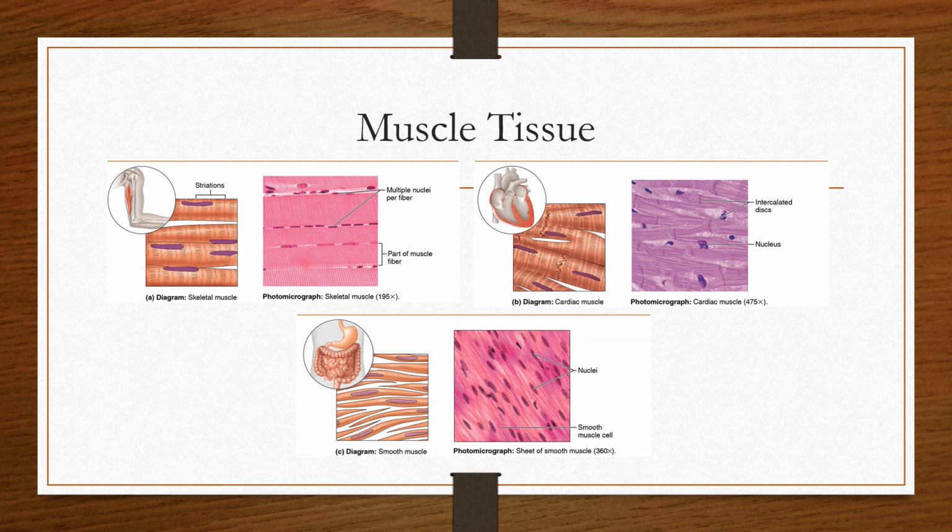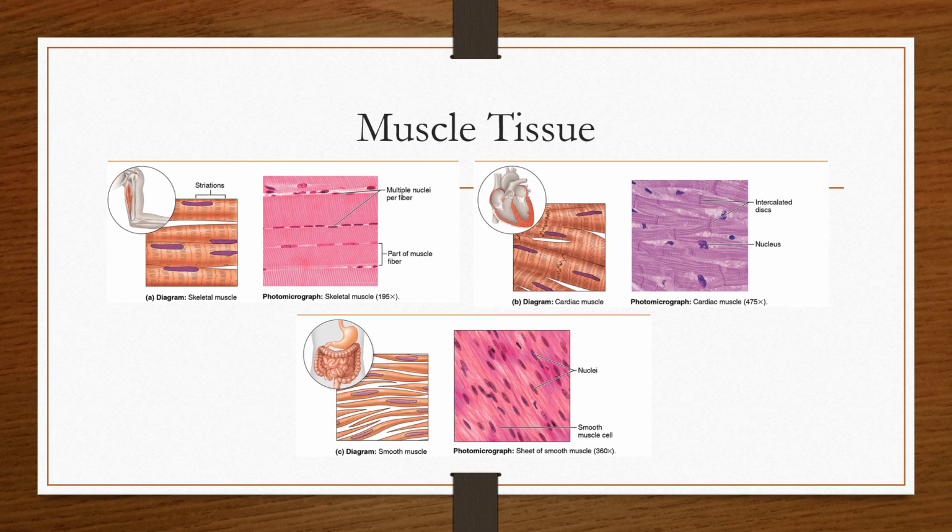Then we have muscle tissue. You can see here there's 3 different types. We first have skeletal muscle. It's packaged by connective tissue sheets into organs, which are attached to the skeleton. It's voluntary, forms the flesh of the body, aka the muscular system.